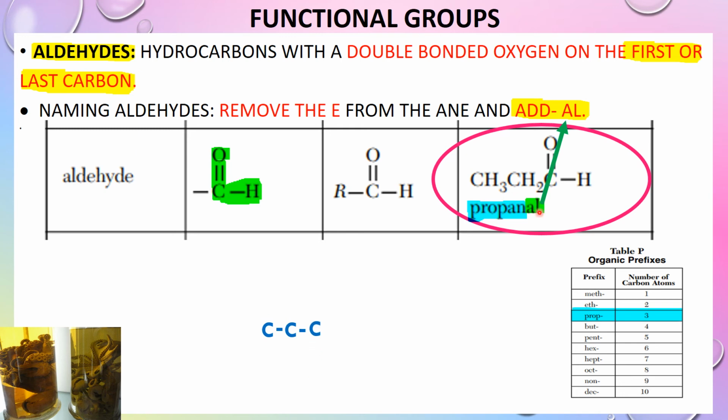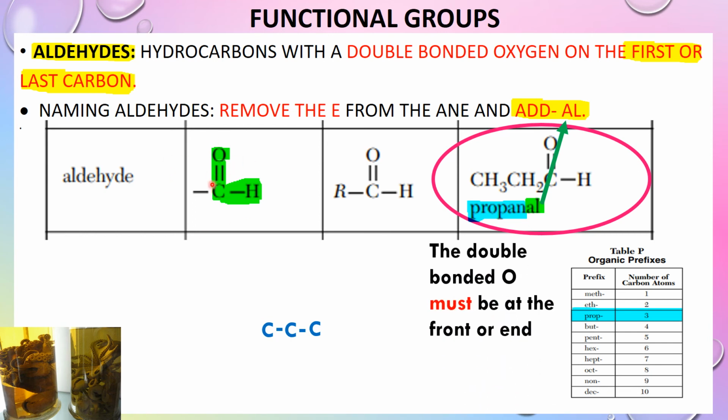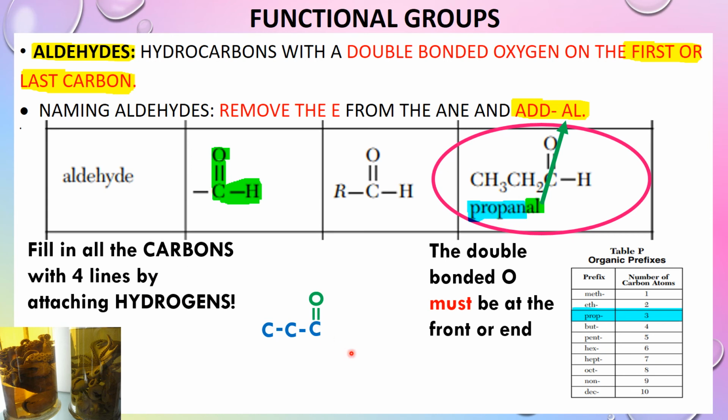Now, I have AL on the end, so I know I have to put this piece in. It means that I have to put a double bond at the front or on the last carbon. So I'm going to put it on the last one just because I think it's easier to see it. I've got a double bonded oxygen, and now I just fill in the hydrogens all around. Same way we've been doing. Make sure that there are 4 lines around every single carbon, and that's what's going to make this happy. This is your structure for propanal, okay?